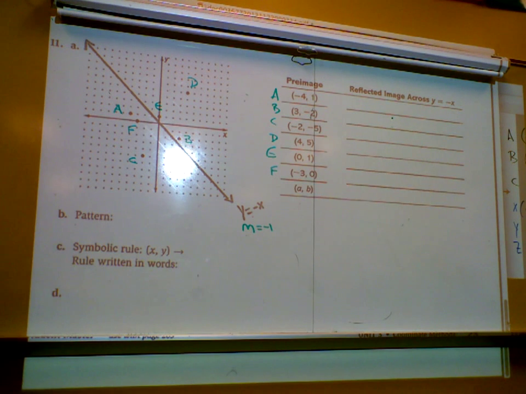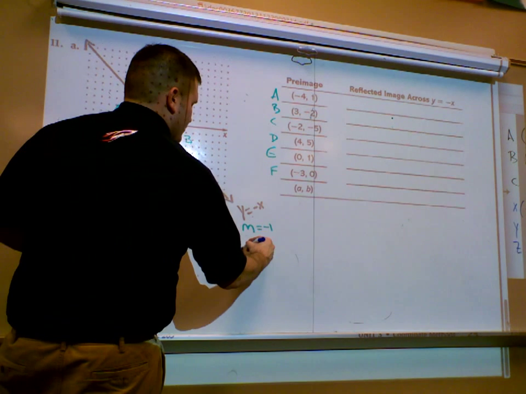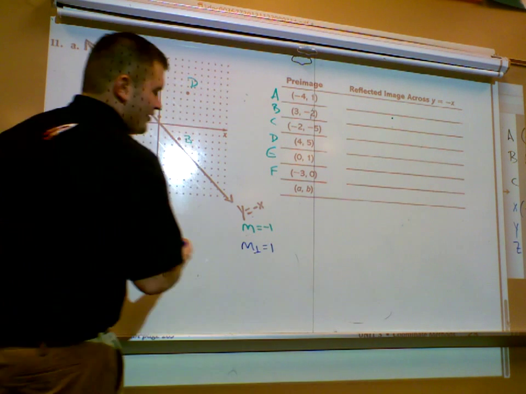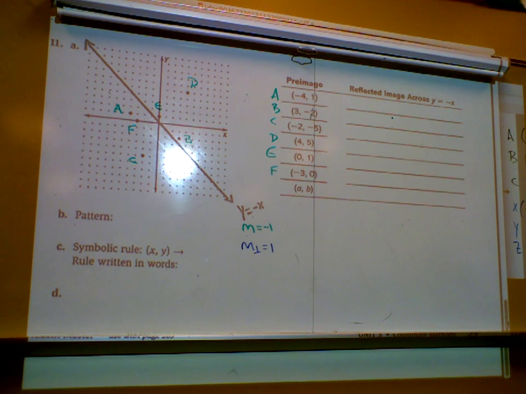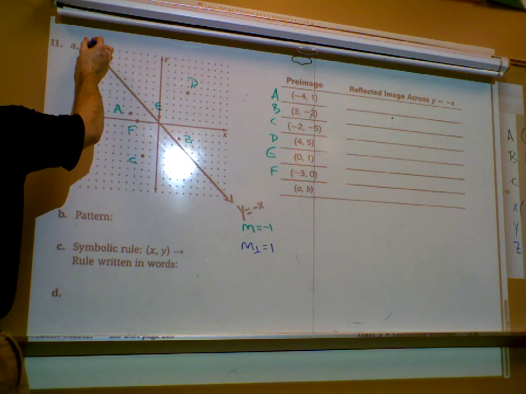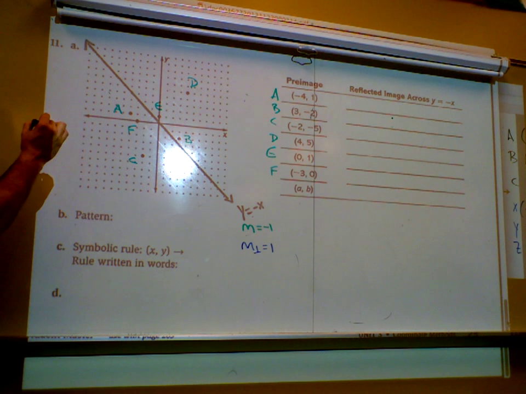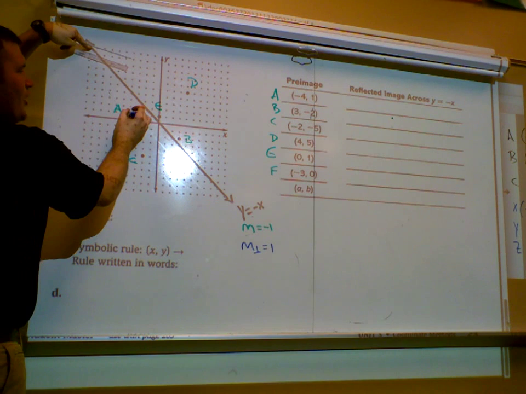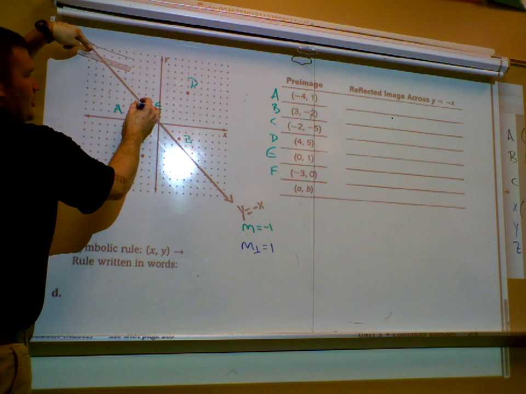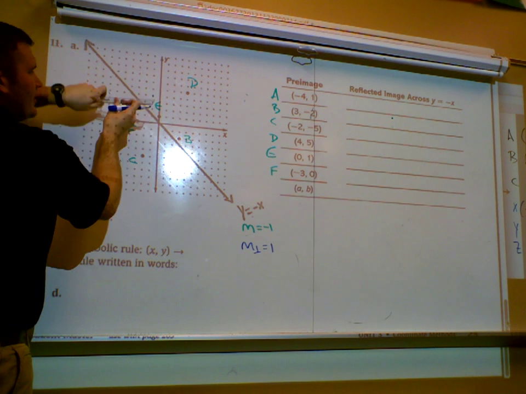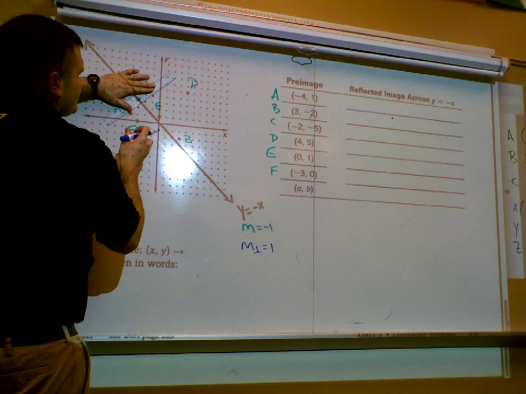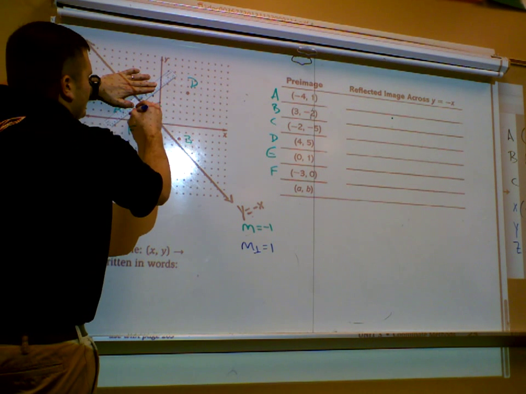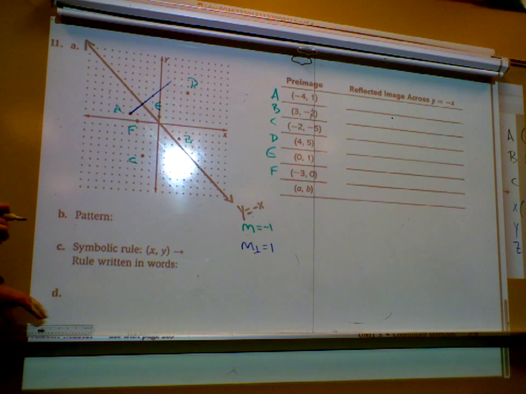So what's the slope of the line perpendicular? 1, right? 1 and -1 are perpendicular, aren't they? Okay. So if I want to draw a line perpendicular to this one, it has a slope of 1. So that means I go up 1, right 1. Up 1, right 1. Up 1, right 1, right? And all these dots will be on my perpendicular line. Okay. Does that make sense?